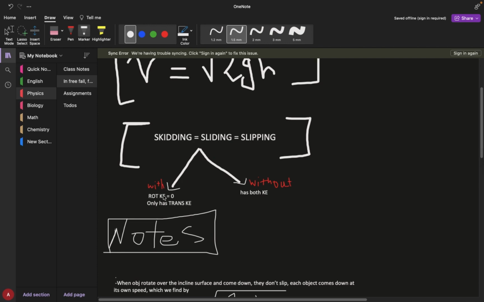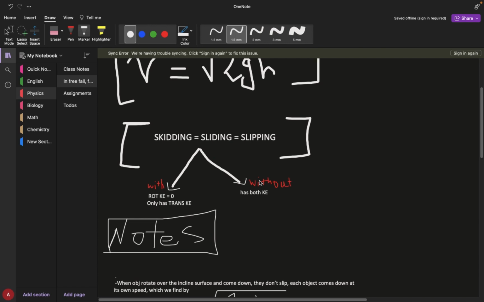It says with slipping, skidding, sliding, you're going to say it only has translational kinetic energy, no rotational kinetic energy. But without, it has both. Now, this is the question, guys. This is the question.